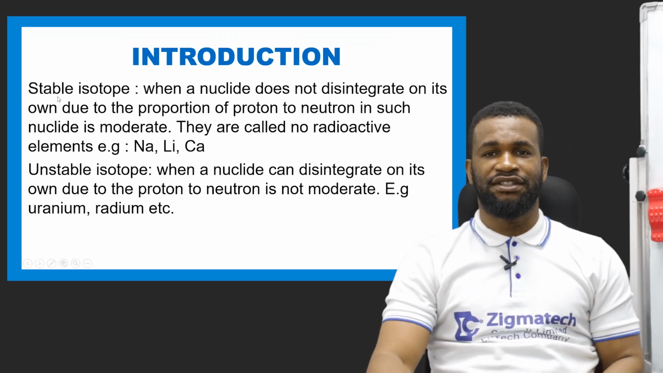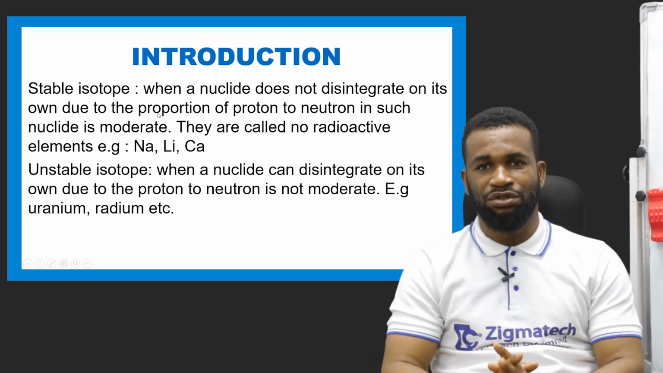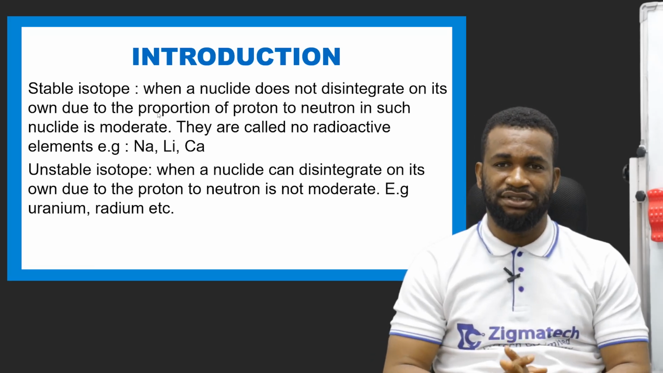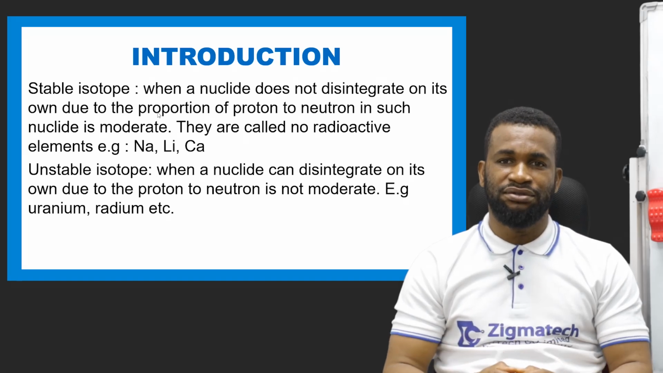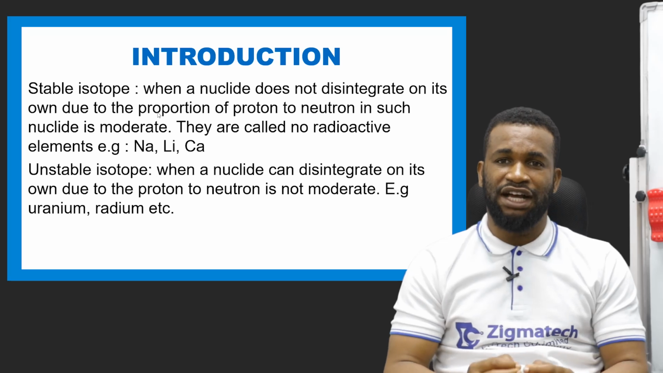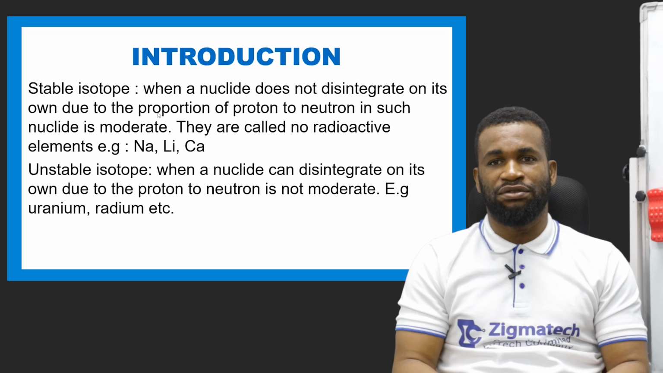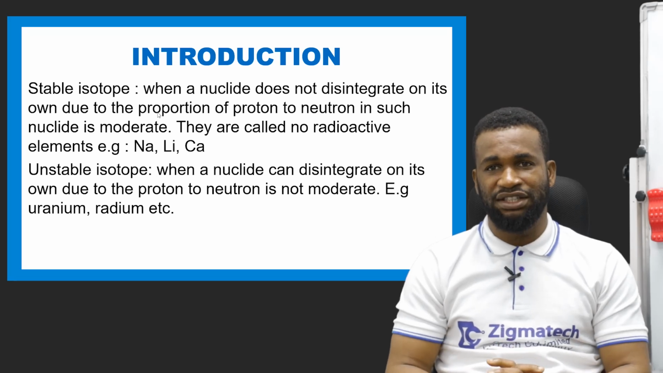Let's start with the stable isotope. You know, everything that has to do with atom and element is all about nuclear forces. Some of these nuclear forces are strong and some of them are weak. And they are all part of which we have electromagnetic force.